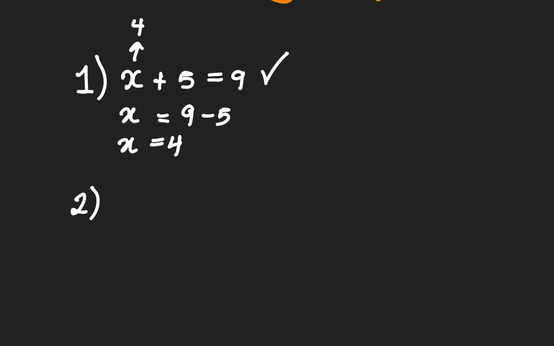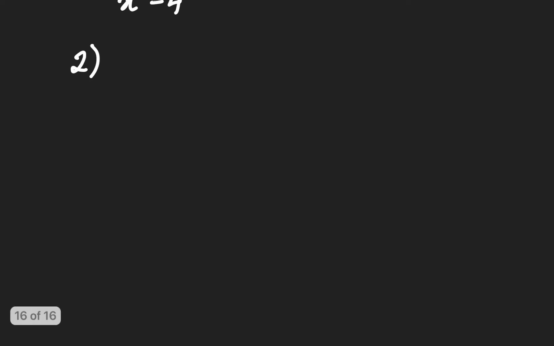Let's go for a second one now. Let's try a next level. So let's see if you can add multiplication and division into it. So 2x plus 8 is equal to 20. Now let's see how we can solve this.